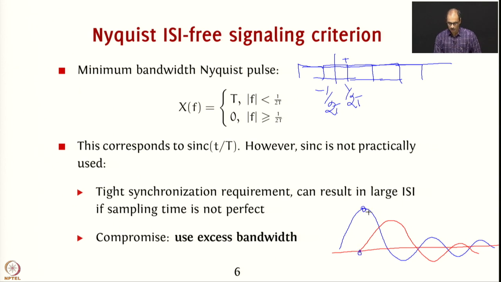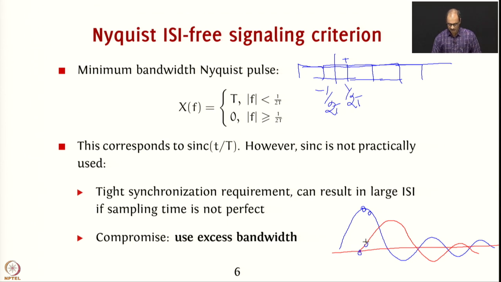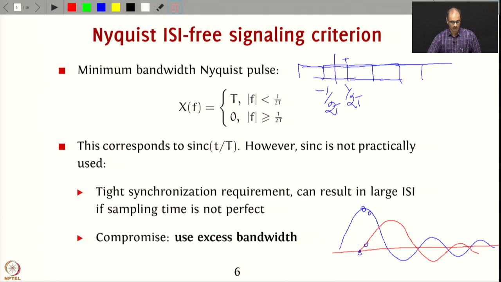But if you start sampling over here, the contribution of this red sync is not 0, and you will have one more sync because, let's say, you will have a yellow sync, which is also present. So the yellow sync is also going to come and add up.